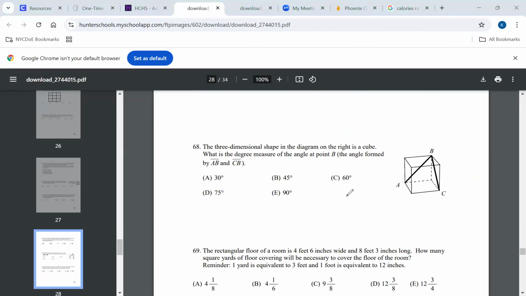It says here the three-dimensional shape in the diagram on the right is a cube. Thinking about what's special about a cube, we know all the edges are the same, and we also know that all the faces are the same, right? So all these sides are squares. Then it asks, what is the degree measure of the angle at point B, the point formed by AB, the first diagonal, and BC?